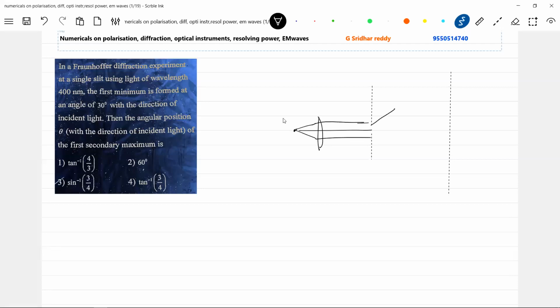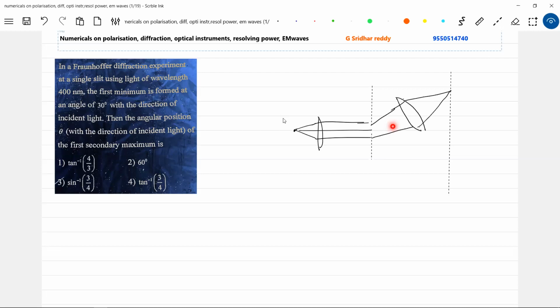Then it will undergo diffraction. Then what happens? I'll bring another lens. Then I'll see that. So using two lenses, what happens? If I remove these two lenses, then it will become a Fresnel diffraction.